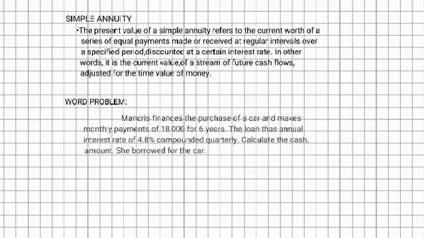Marie Chris finances the purchase of a car and makes monthly payments of 18,000 pesos for 6 years. The loan has an annual interest rate of 4.8% compounded quarterly. Calculate the cash amount she borrowed for the car.